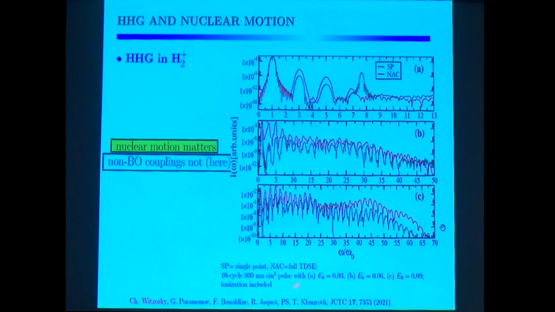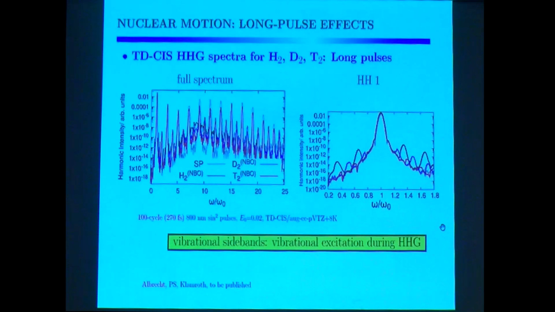This is now for a situation where the laser pulse was relatively short, 27 femtoseconds. And if you go to even longer pulses, in this case 270 femtoseconds, corresponding to 100 optical cycles, the previous example was 10 optical cycles, then you see other interesting effects of nuclear motion.